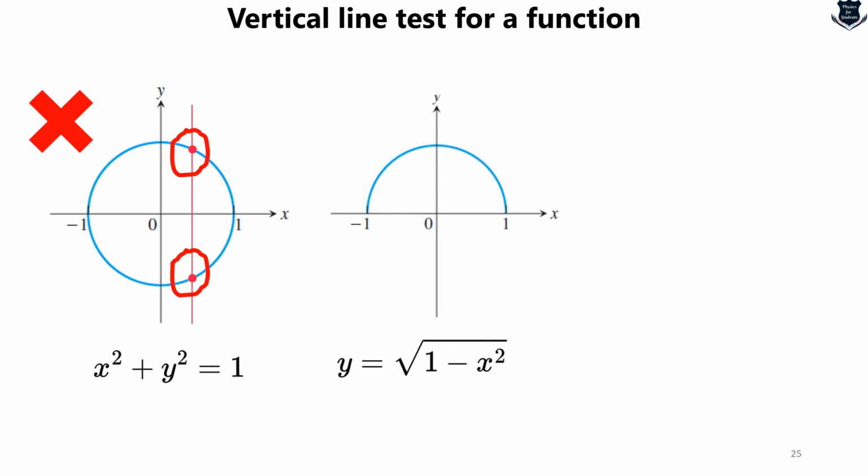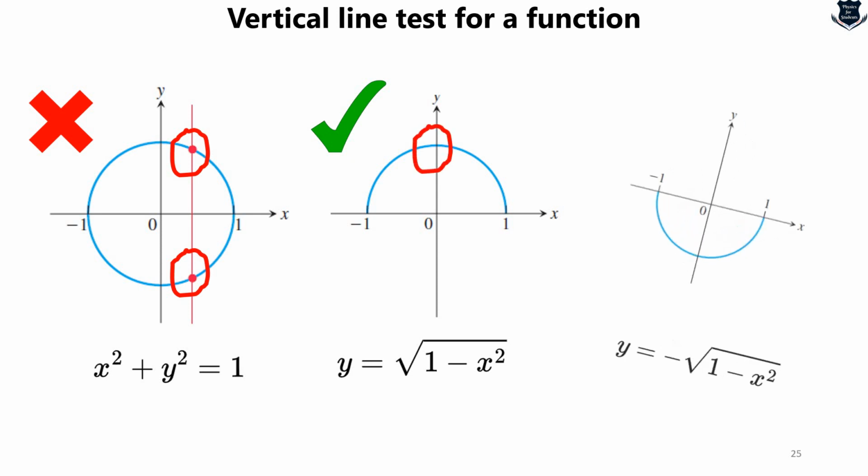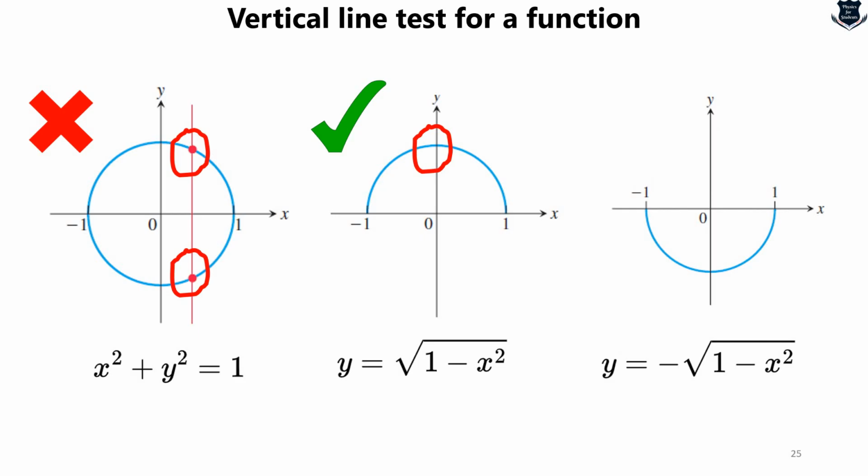Now this one, the upper semicircle, is the graph of the function y equals square root of 1 minus x squared. This is okay because it has intersected only once. And the lower semicircle, if you see, is also okay because it has intersected only once. And that is why it is minus square root of 1 minus x squared, because it will come below the axis. So if you see a function and you plot it, then you pass the test.